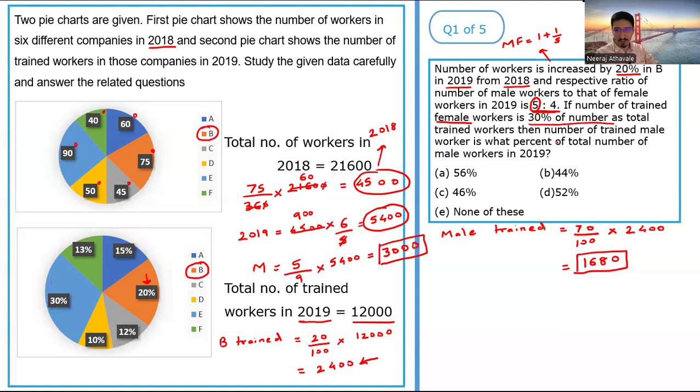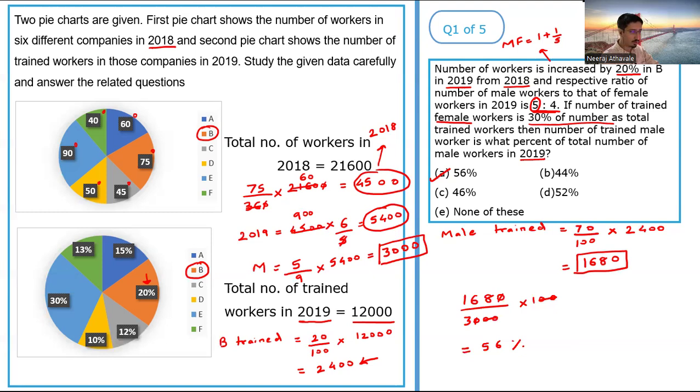Now the question asked is the number of trained male workers is what percentage of the total number of male workers in 2019. So basically it is 1680 divided by 3000 into 100. All the zeros get cancelled out. It is basically 168 upon 3. So the answer comes as 56 percentage. So the answer for the first question is option A, 56 percentage.